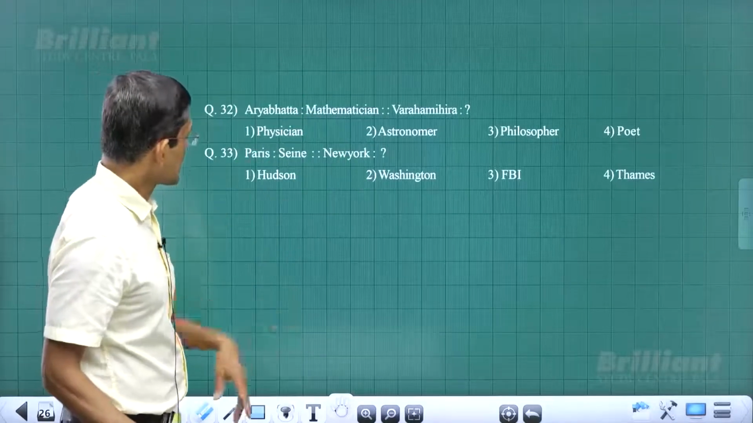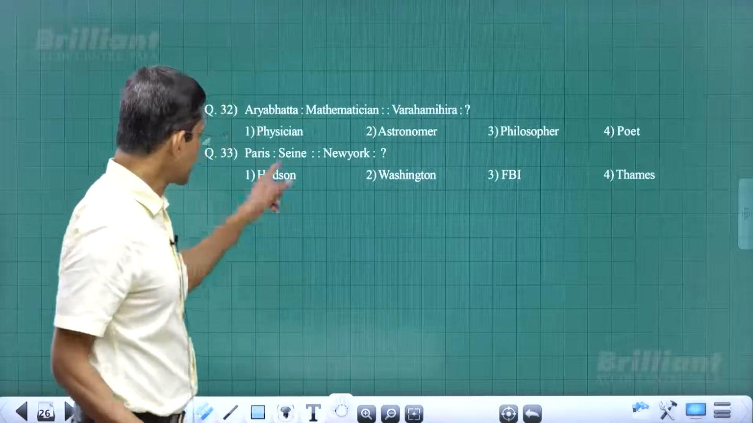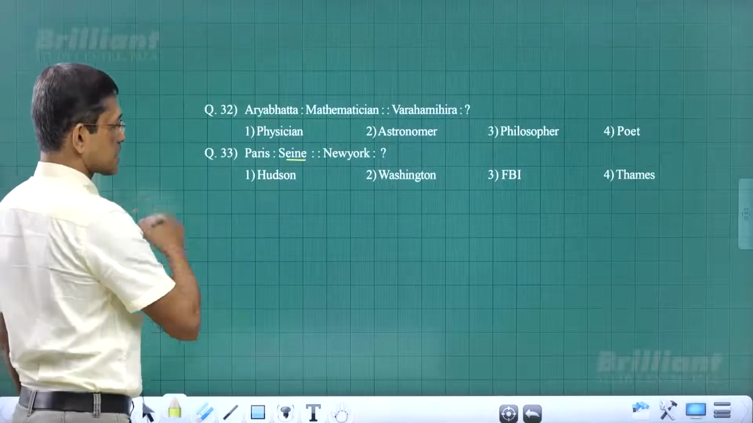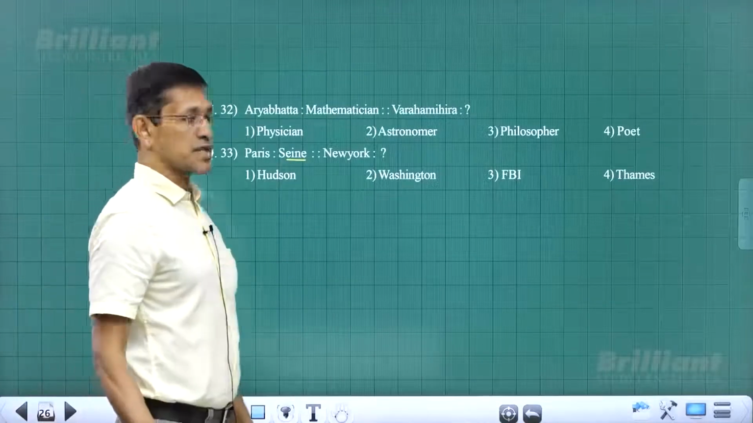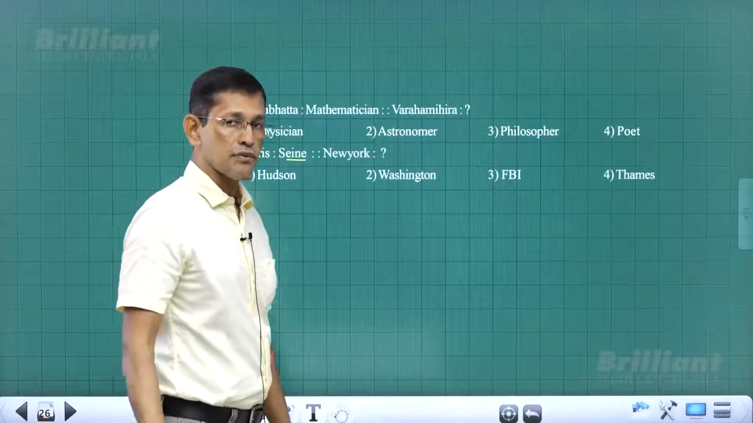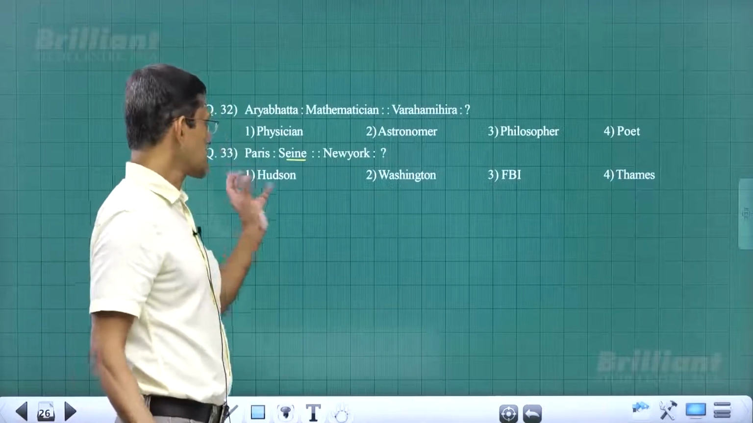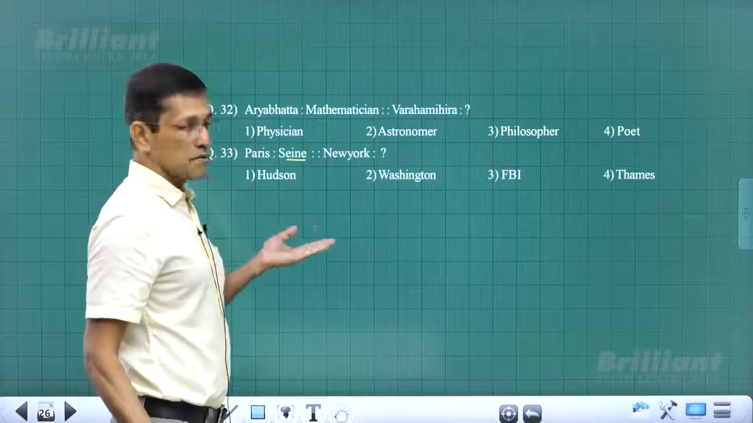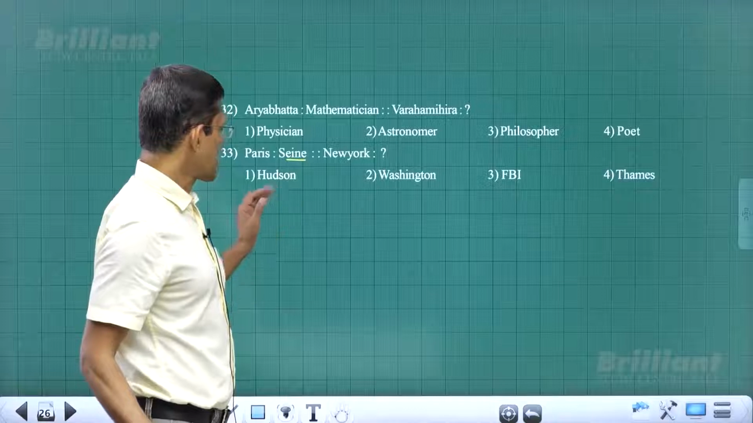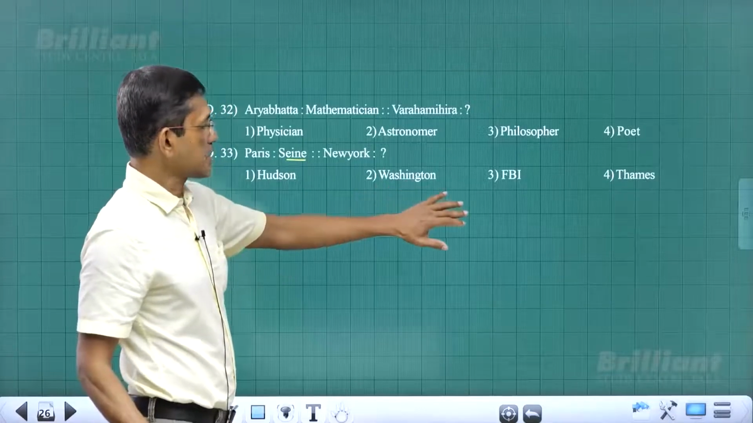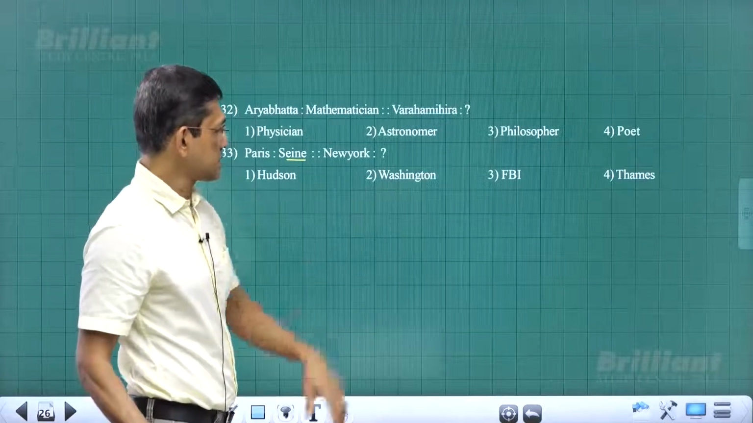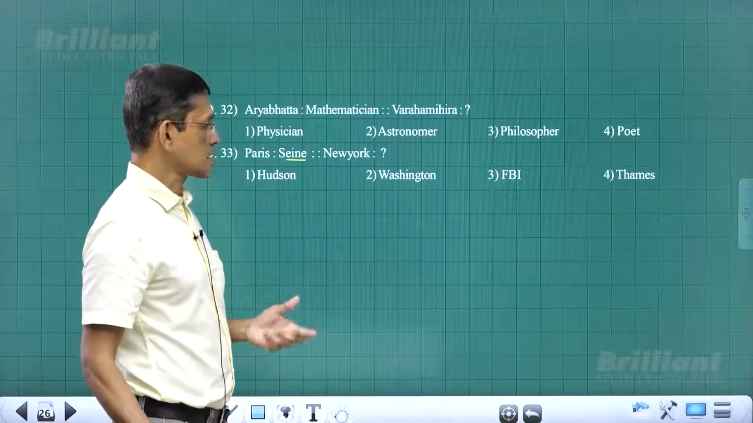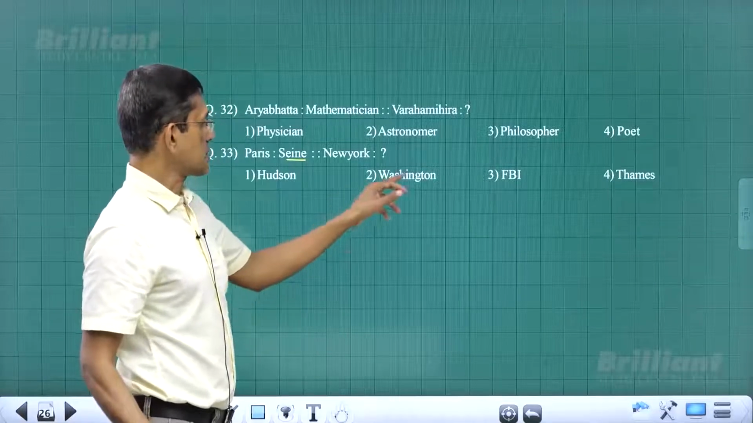Now, Paris is to Seine, New York is to what? So Paris and Seine, what is the connection? If you know the connection between Paris and Seine, it's pretty easy. The Seine is the river in Paris. Paris city is on the banks of the Seine river. Same way, New York City, which is the river passing through New York City? Is it Hudson? Is it Washington? Is it FBI? Is it Thames? Thames is in London. Washington DC is a town, so it is not the river passing through New York.